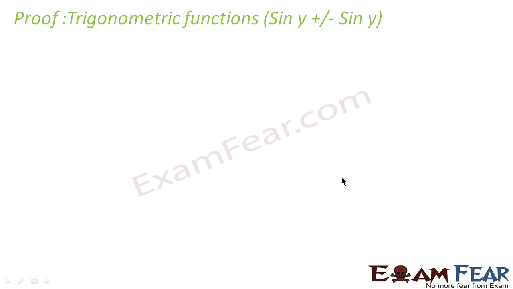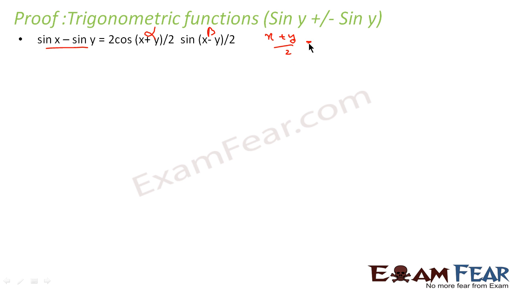Similarly, let's take the next slide. Sine of x minus sine of y is equal to 2 cos of x plus y by 2 into sine of x minus y by 2. Here also we'll follow the same approach. We'll take this as alpha, this as beta. So we'll say x plus y by 2 is equal to alpha and x minus y by 2 is equal to beta. When you solve this, you get x is equal to alpha plus beta and y is equal to alpha minus beta. We have done this.